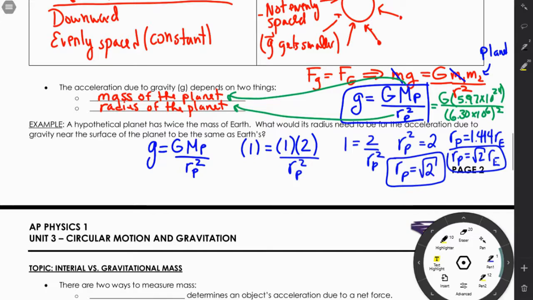All right, so we're almost out of the gravitational talk. We just have this difference between inertial mass and gravitational mass, and then we'll do circular motion.